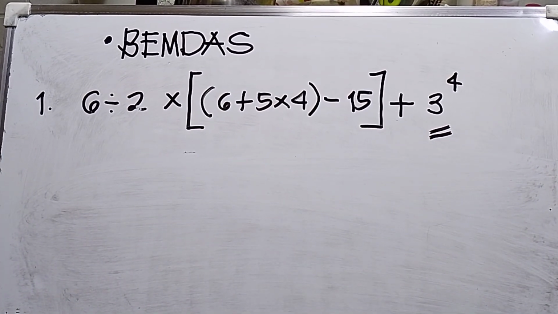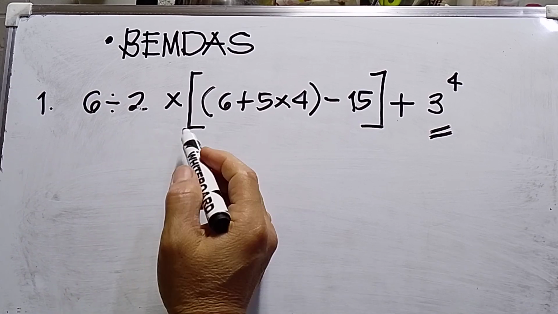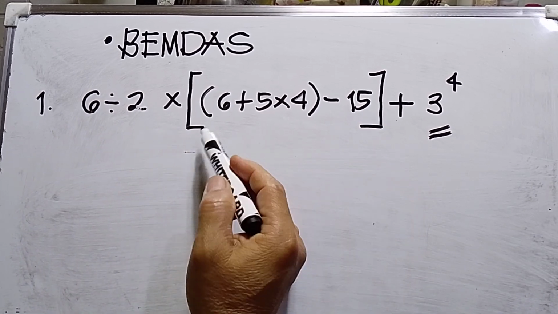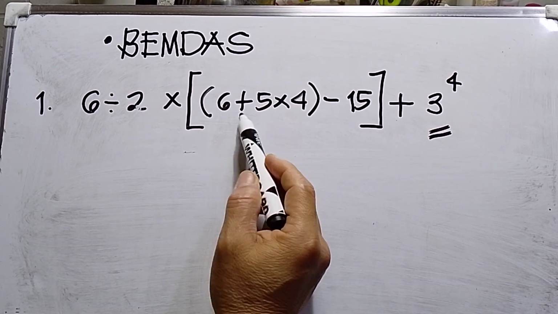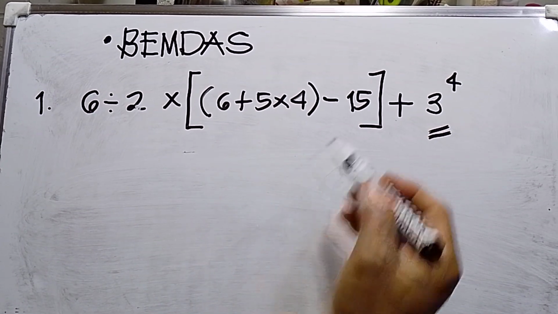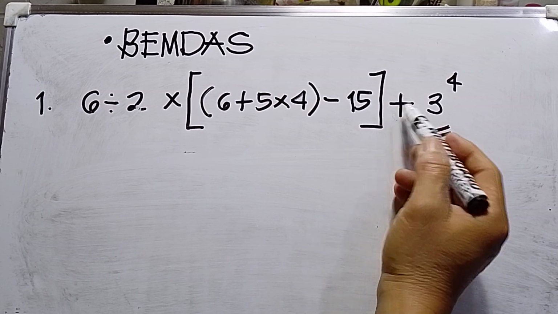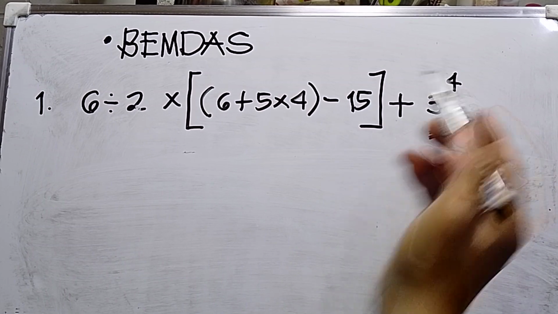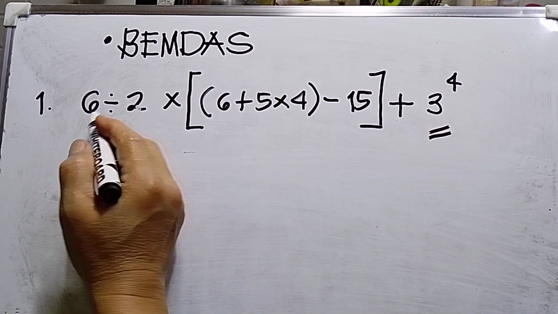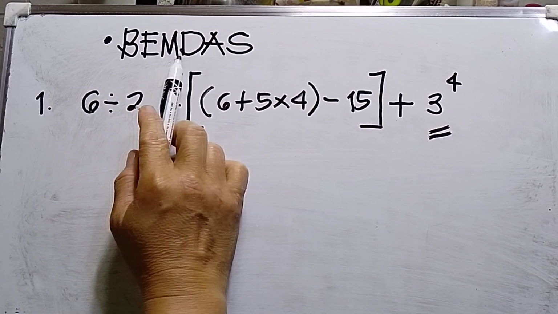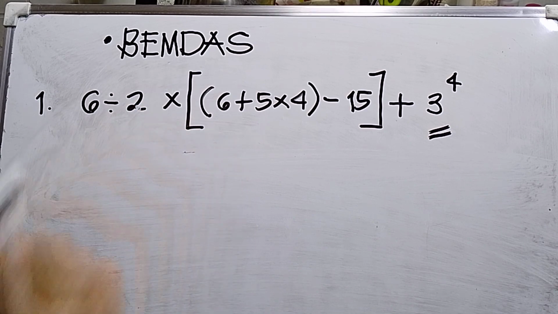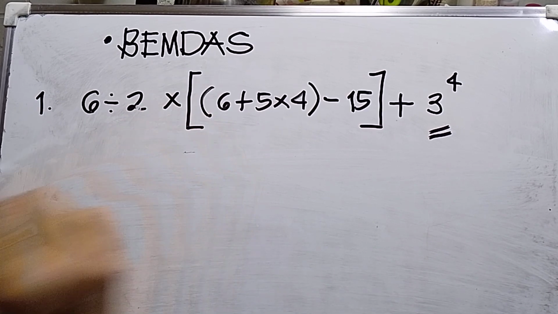So I have here number 1: 6 divided by 2 times square brackets, and inside the square brackets I have circle brackets: 6 plus 5 times 4, and then minus 15 plus 3 raised to the 4th power. In this case, I need to divide first because I told you that there are some cases that division will come first, then followed by multiplication.